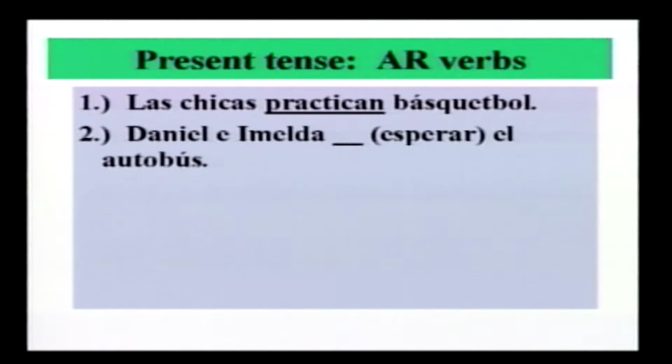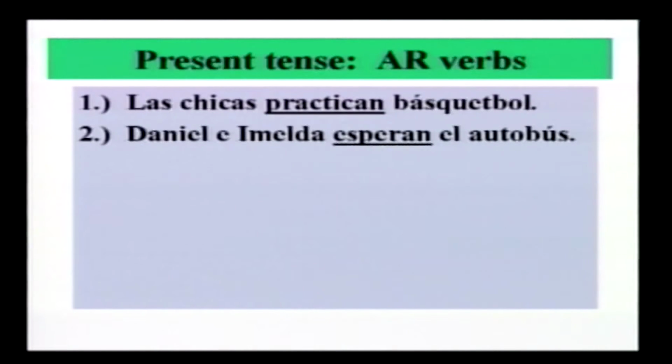Daniel e Imelda. The verb is esperar, to wait. El autobús. Remember, autobús means bus. So we have two people. Are you included? No. So we're looking for the third person plural, present tense of esperar. You take the stem, E-S-P-E-R, and what would you add? Esperan. Correct.